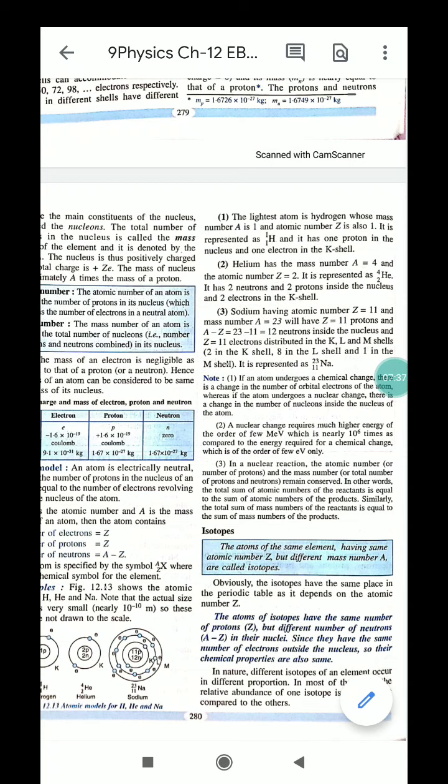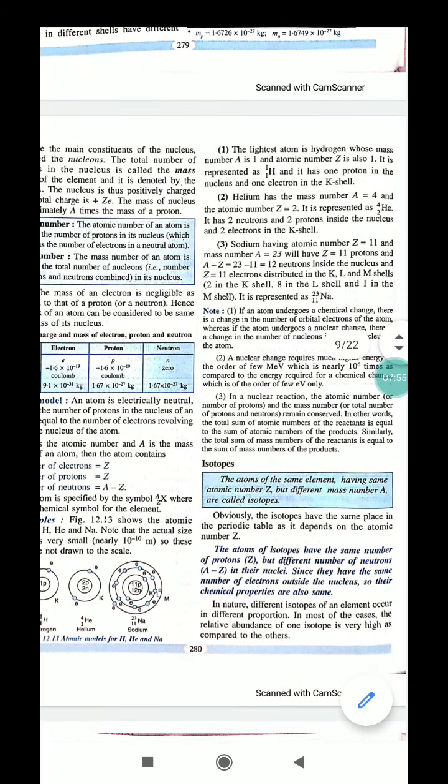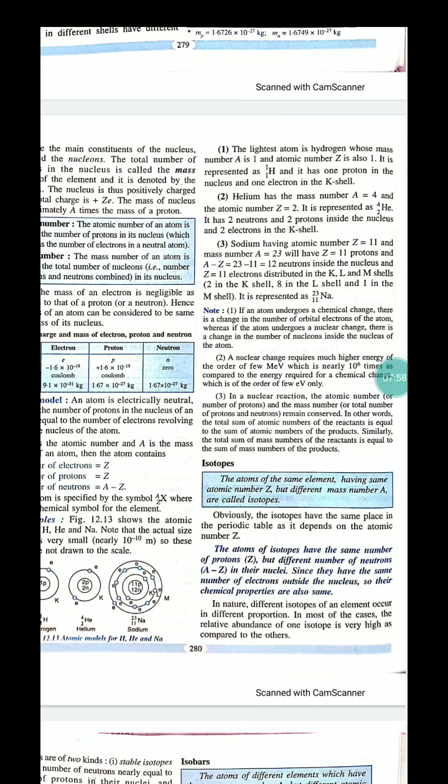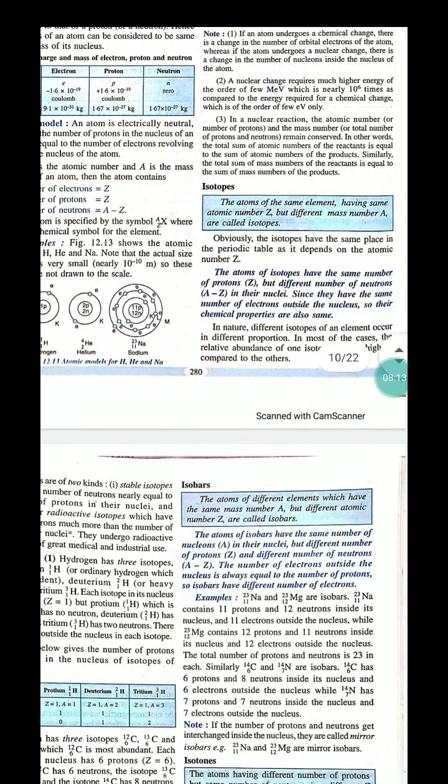Now isotopes. What are isotopes? Different atoms of the same element having the same atomic number but different mass number are called isotopes. These 3 isotopes of hydrogen are shown. The atoms of isotopes have the same number of protons but different number of neutrons, A minus Z, in their nuclei. Since they have the same number of electrons outside the nucleus, their chemical properties are also the same.